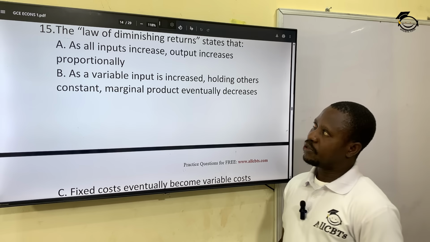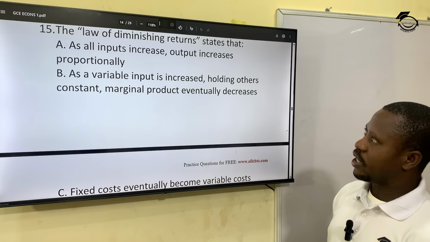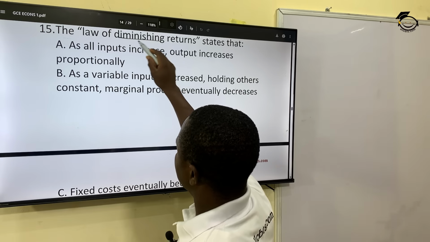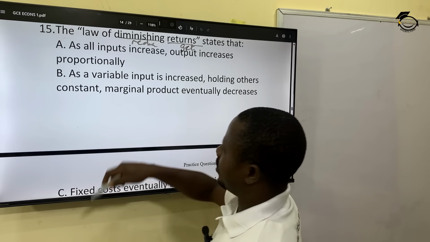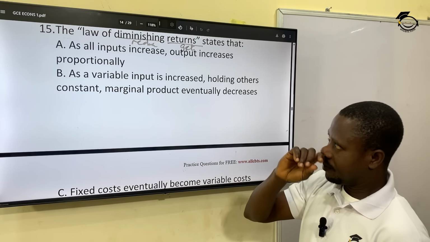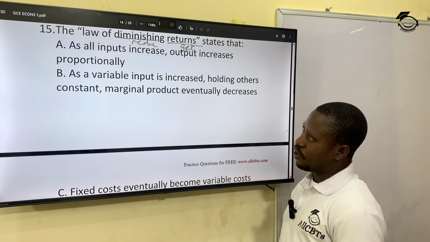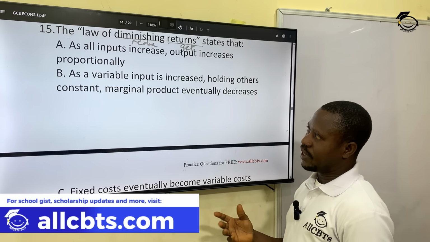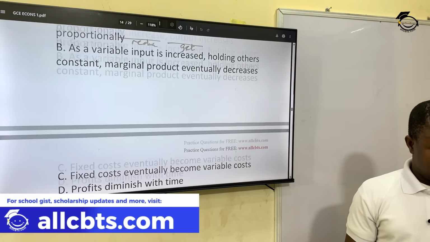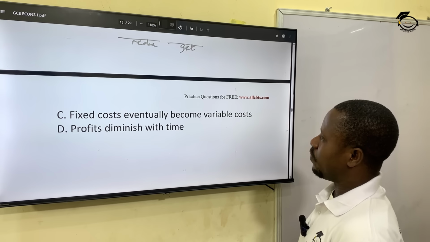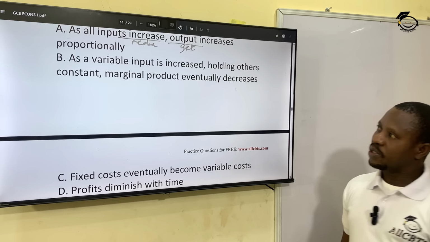The law of diminishing returns states that... So what's the law of diminishing returns? Look at the word diminishing. Diminishing means reducing. Returns means what you get. What you get is reducing. Are you there? Option A: as all inputs increase, output increases proportionally. It can't be increasing when it says diminishing. Option B: as a variable input is increased, holding others constant, marginal product eventually decreases. It's possible. Let's see the next options. C: fixed costs eventually become variable costs. D: profit diminishes with time. The correct answer to this question is option B.